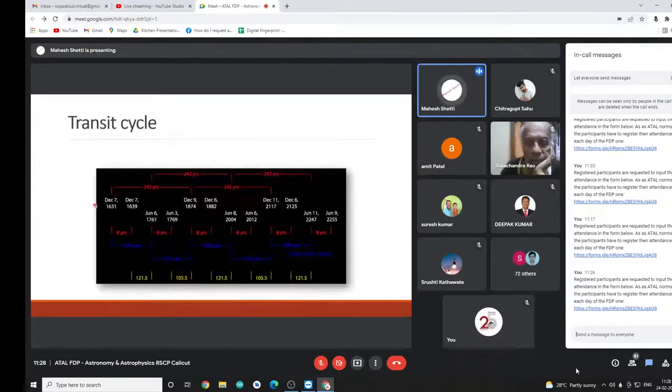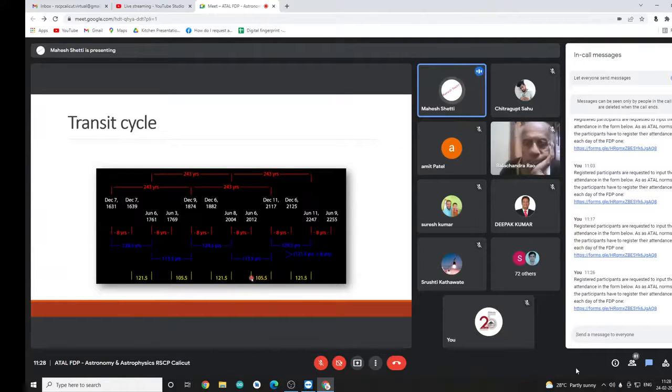So for the Venus transit, there is an interesting cycle. Every 8 years, if the transit happens, that means Venus passes on the surface of the Sun. Again, after 8 years, that can happen, but then there will be a gap of 105 years, and again after 8 years it will happen, and then there will be a gap of 121 years. So there is a gap of 105.5 years.